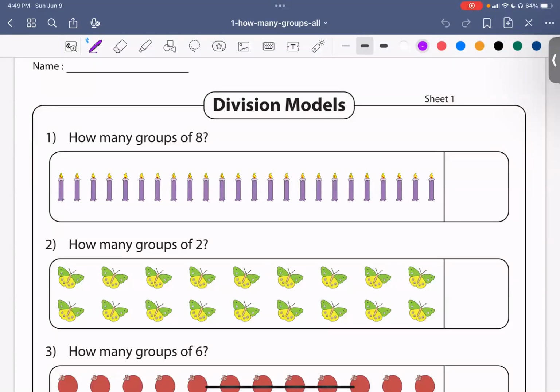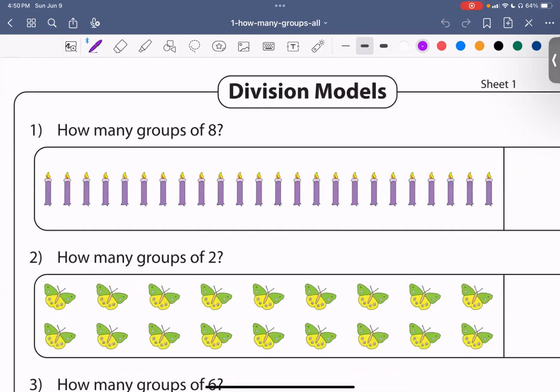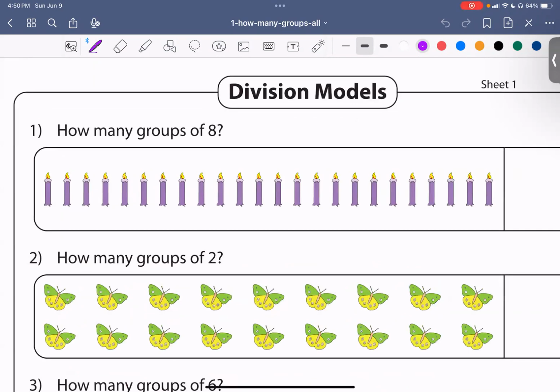Today we're going to look at division. Division is another way of saying I'm going to cut things up into equal pieces. So let's look at number one. We have candles, and it says how many groups of eight?